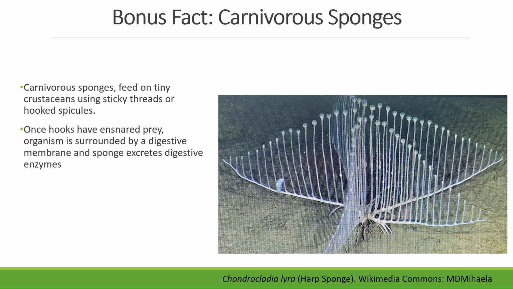Once the prey is trapped, the cells grow around it, forming a temporary digestive membrane and releasing enzymes to break it down. The harp sponge, pictured here, is a dramatic example. Its branches look like a harp covered in Velcro-like hooks. This shows how, even in a group of ancient and simple animals such as sponges, natural selection can produce completely new feeding strategies when the opportunity arises.